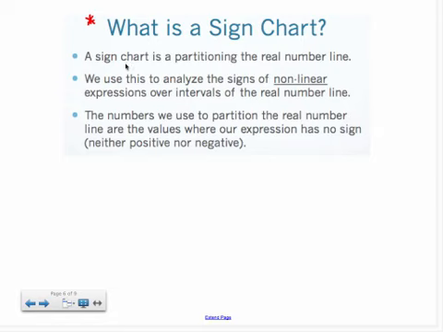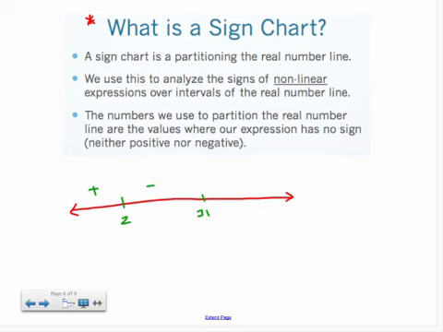This is going to come up all year long. What is a sign chart? A sign chart is a partitioning of the number line. What does that mean? It means we take the real number line and we break it into pieces. How we break it into pieces will be determined by the inequality that we make. But let's say we broke it into 3 pieces and the pieces were set at 2 and 31. We then use a member of each piece to analyze the sign of our expression. So in this piece, perhaps everything is positive.